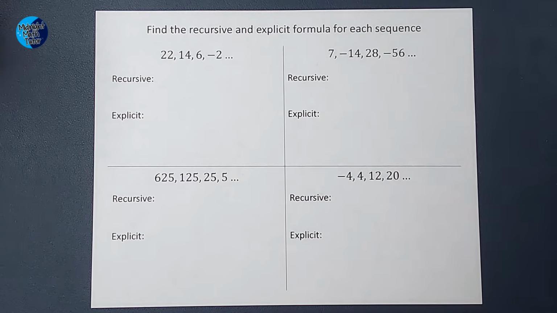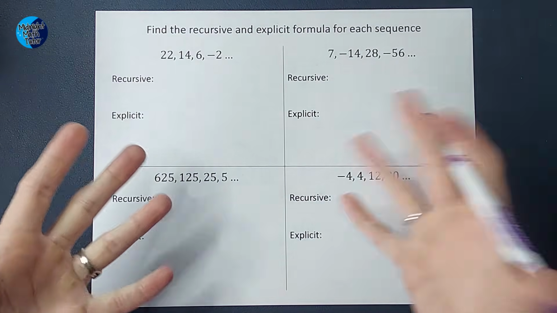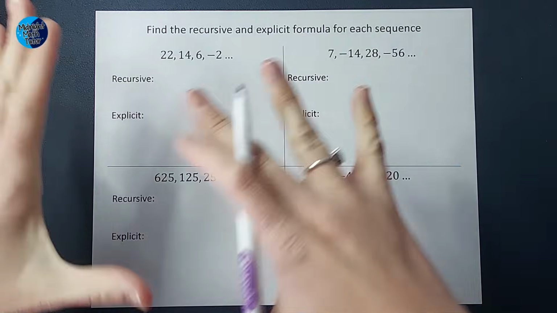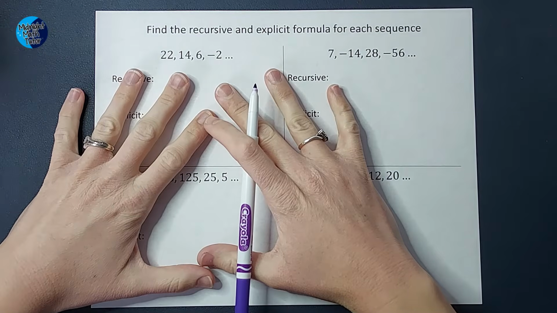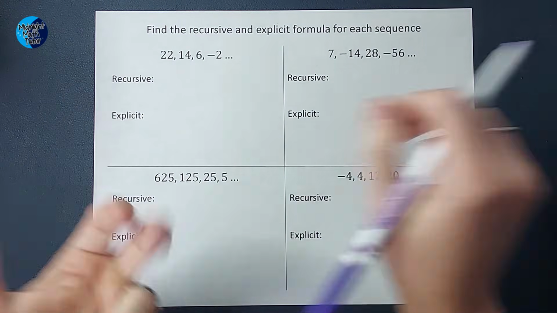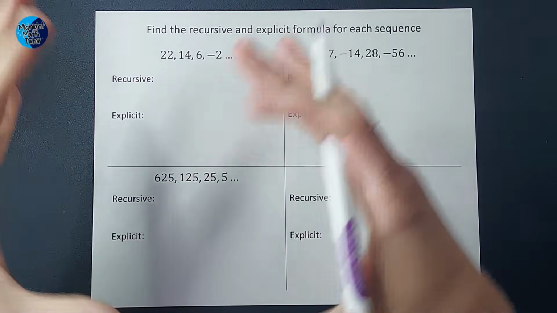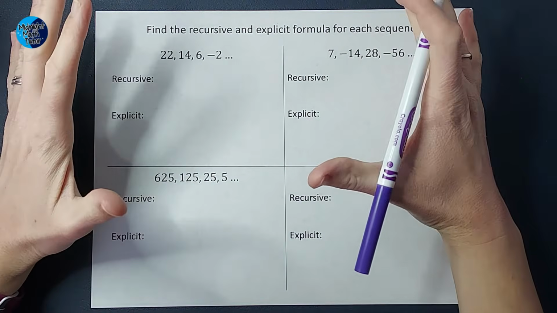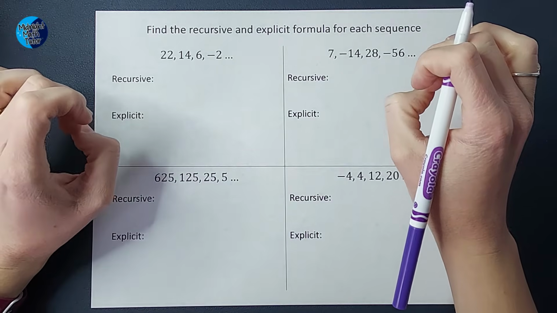And you might be wondering, what makes these sequences and not just a random list of numbers? Well, the numbers are related to each other in some way. I'm either adding the same number, subtracting, multiplying, dividing. They're related to each other. They're not just random. So that's why they're considered a sequence.